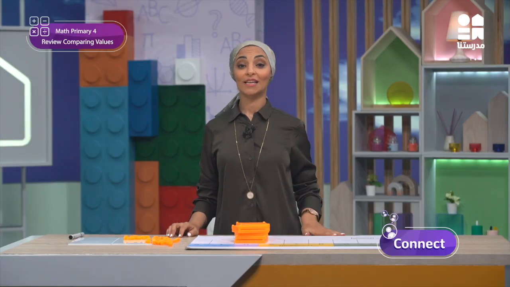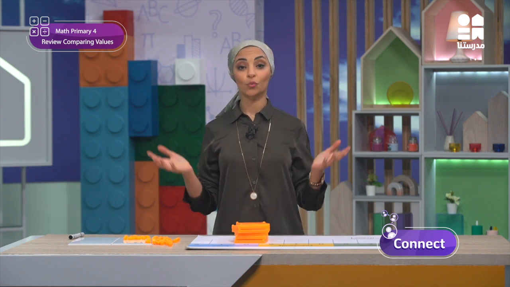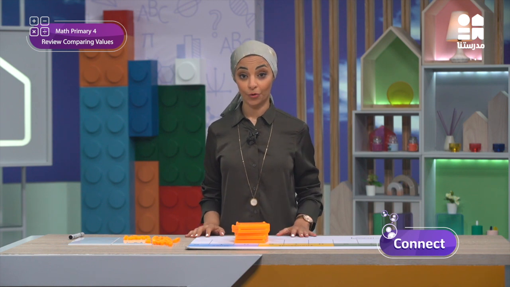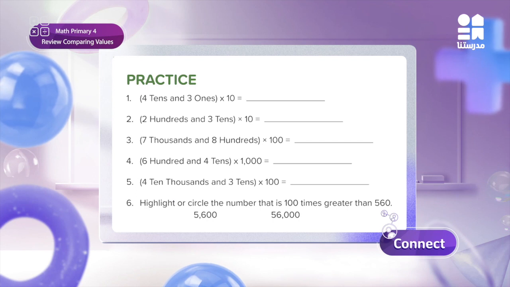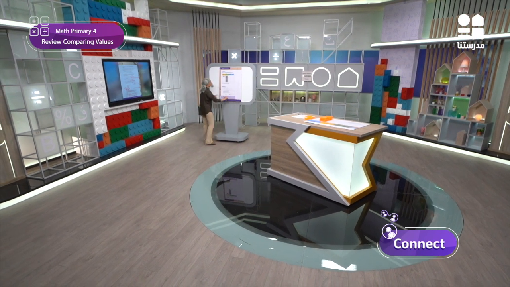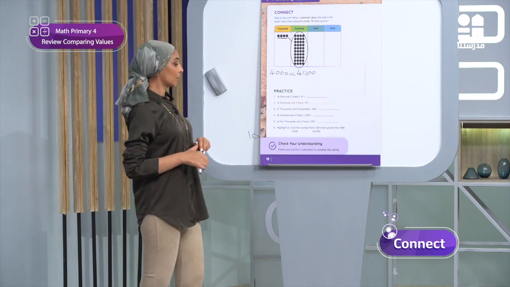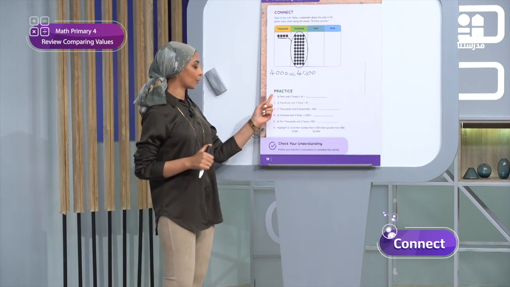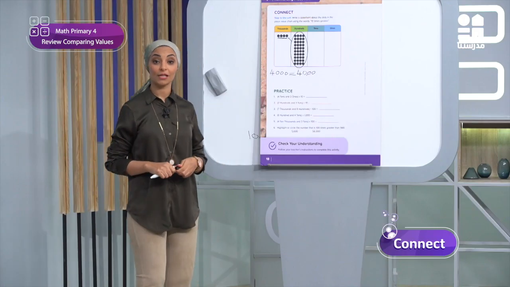Now you can easily use this in comparing the place values of a digit. Now let's apply all what we have learned in the practice part and solve the problems on page 18. Okay, let's move and solve problem 1 all together on the board. Here is the practice we will do all together. Number 1, he wants me to make 4 tenths and 3 ones times 10. Can you do it? Yes, of course.